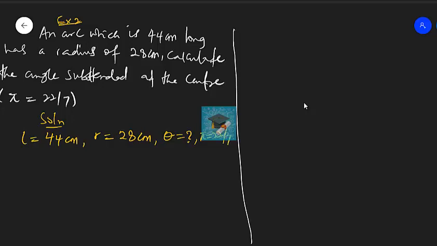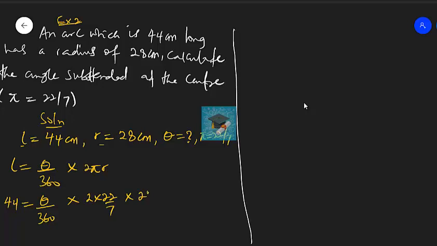So we know that this is a relationship between the length, the radius, theta, and pi. An arc which is 44 centimeters long means that they're talking about the length of an arc here. And your length of an arc is theta over 360 times 2 pi r. You've been given the length to be 44. It means therefore that 44 is equal to, what is your theta? That's what you're looking for, over 360 multiplied by 2 times pi, which is 22 over 7, and your radius is 28.